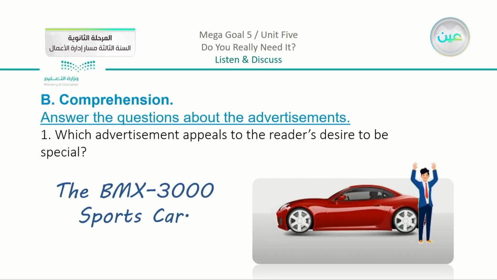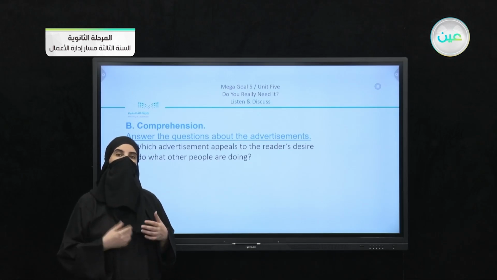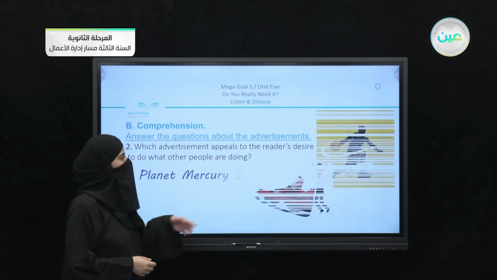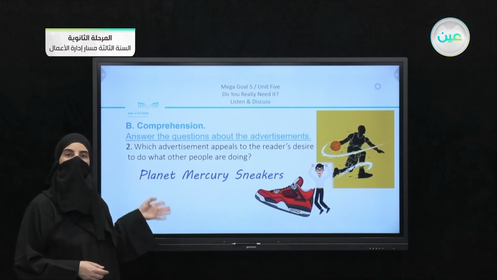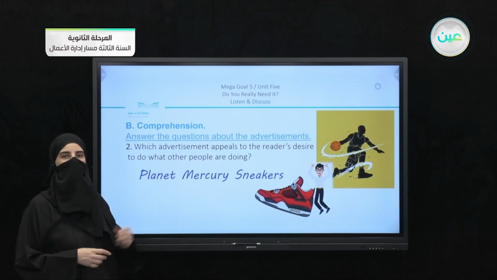Now we have here the sports car, the BMX 3000. In the paragraph, it was mentioned that other people will look at you with your car. Now, this is the first question. We have the second question: which advertisement appeals to the reader's desire to do what other people are doing? Remember, which advertisement mentioned another person, and you may have the desire to do the same thing like this person? If you can remember, we had the advertisement about the sneakers, and we said that this kind of sneakers is the same kind that the NBA stars could wear.